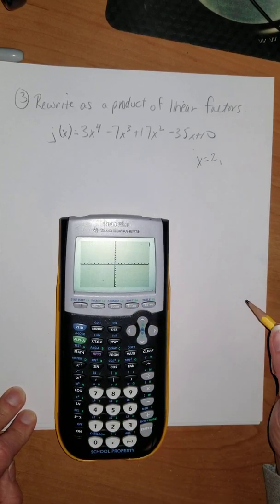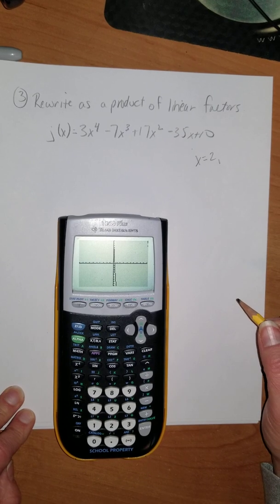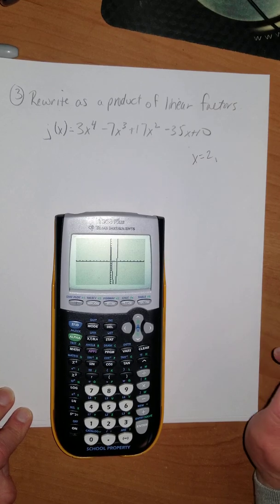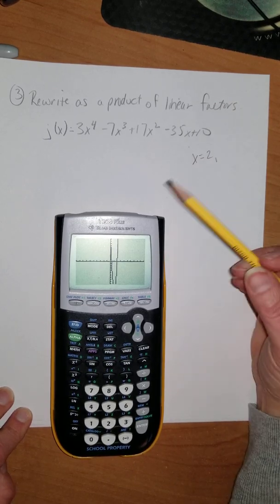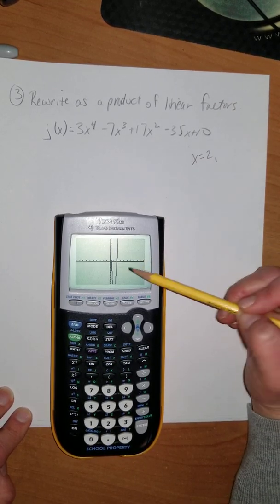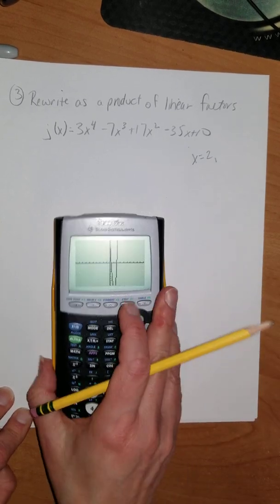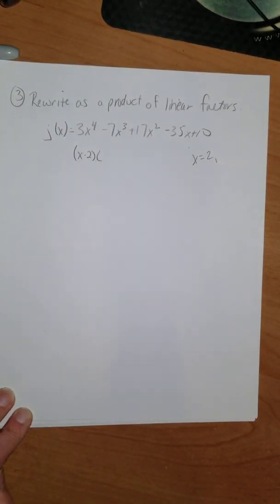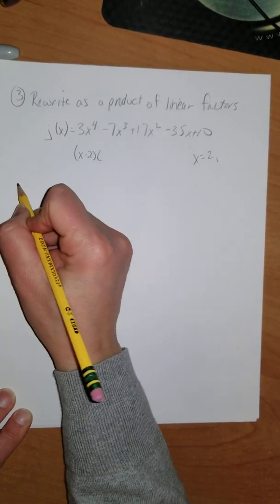So let's see what happens here. All right, so far I only have one. Let's just see what happens with that one. Because I do have a couple here, and I could probably find some other ones. But this looks like it's my 2. So let's see here. I know that this is coming from a factor of an x minus 2, and then I need 3 more factors, right?